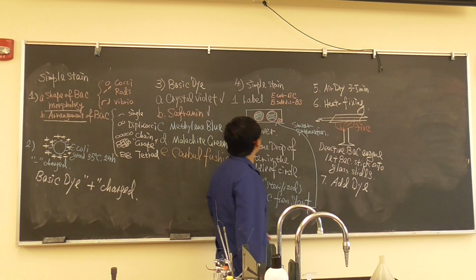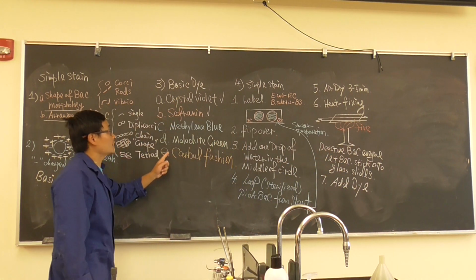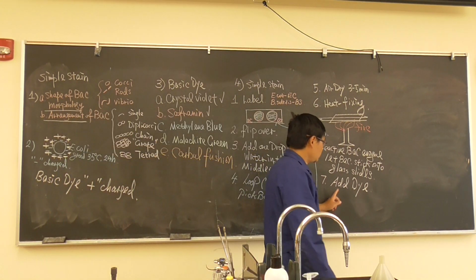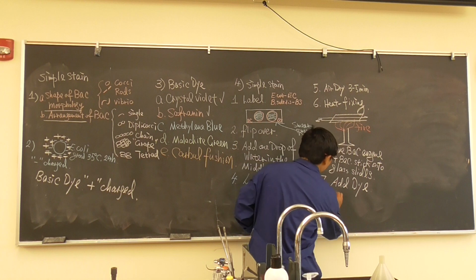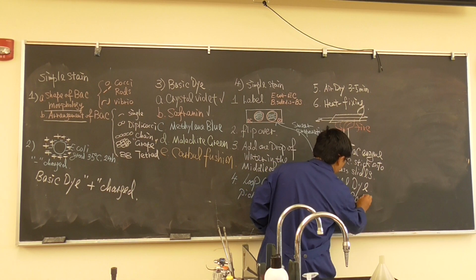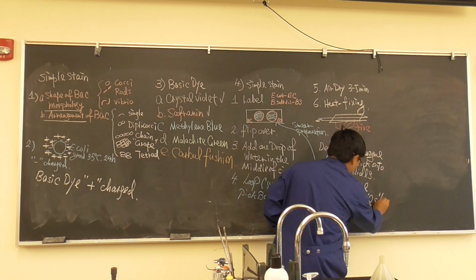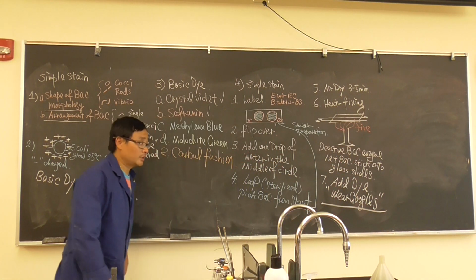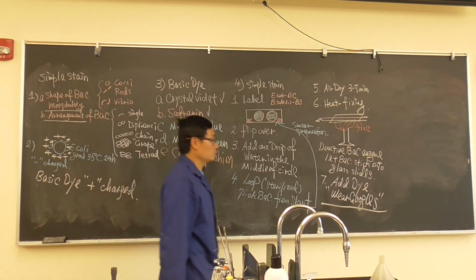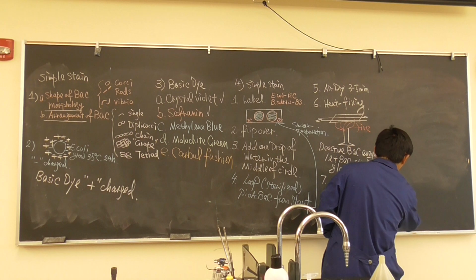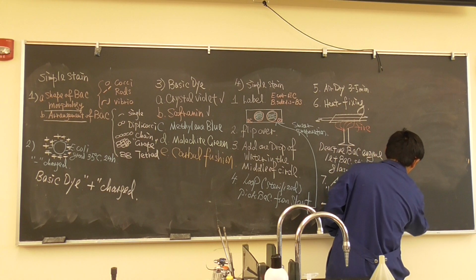For the dye, you can pick any one from there. I would suggest crystal violet or safranin. This time around, you have to wear goggles. This is important to protect yourself. Okay? You need to wear goggles when you add the dye. And we're going to stain for approximately 1 minute.